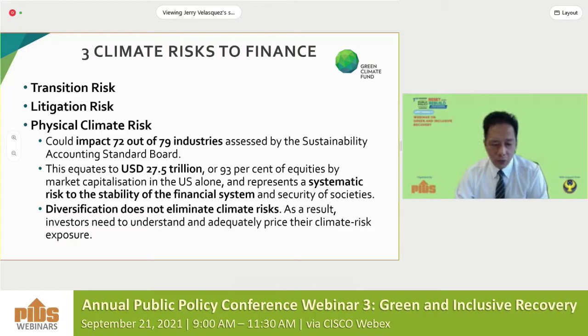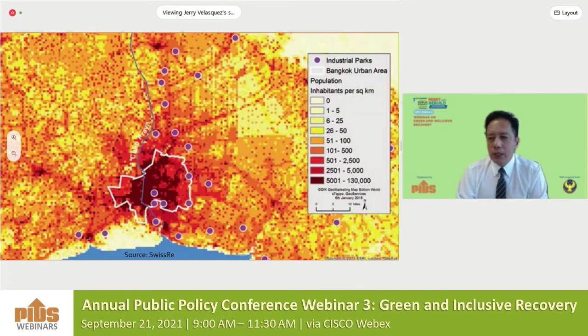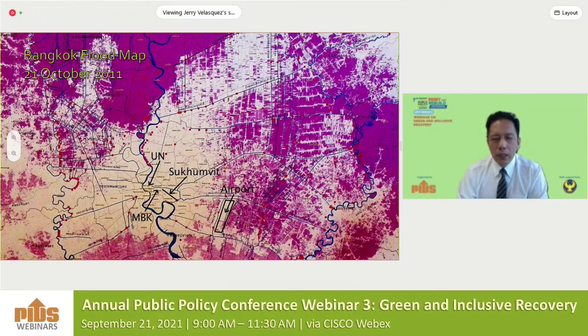The main challenge here is that diversification does not eliminate climate risk because it affects most industries. You cannot just diversify your investments. You carry that risk, and most often you don't know that risk. This is Bangkok, and the dots are the industrial parks. The darker the color, the denser the population. This is the floods in 2011. As you can see, the industrial parks are in most of the places where the floods were, and most of the people are also located in the flooded areas.